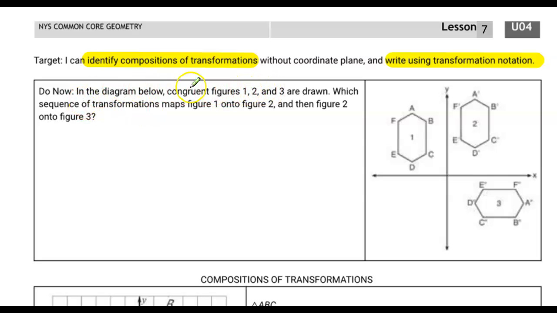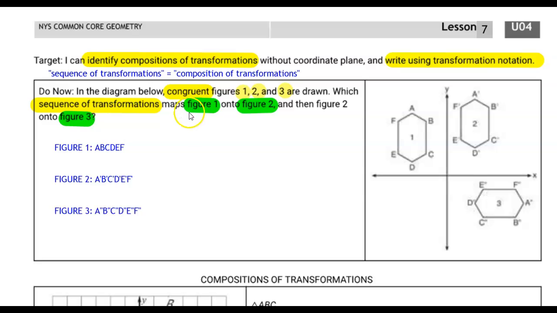In the diagram, it gives us congruent figures. Congruent, that means the same measures, right? Figures 1, 2, and 3 are drawn. We have to figure out a sequence of transformations. Now, whenever it says sequence of transformations, it's also talking about composition. Sequence and composition mean the same thing. And one other thing that it tells us to do is go in order. We're going from figure 1 to figure 2, and then from figure 2 to figure 3. So we're going in order, 1, 2, and 3. Pause the video, try it out, and then see if you got it right.